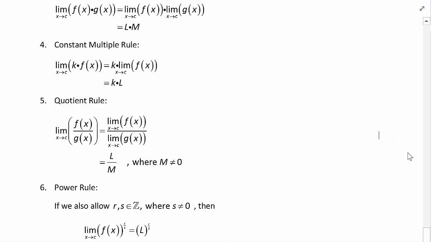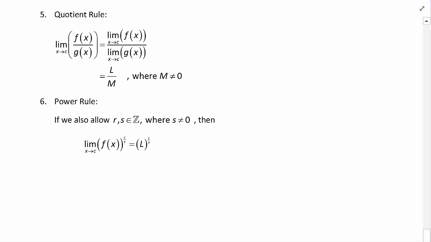And finally, we have the power rule. If we also allow r and s to be elements of the set of integers where s can be any non-zero integer, then we have the limit of f of x to the power of r over s is simply L to the power of r over s. And you can see why s can't equal 0 in this example.